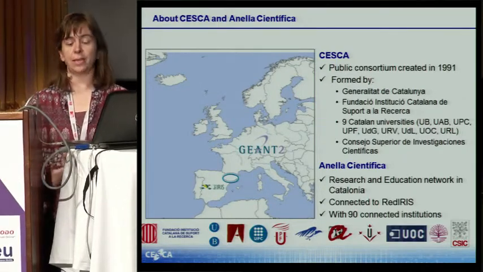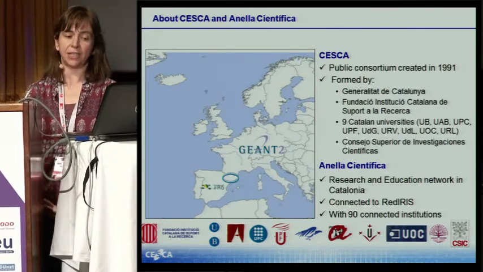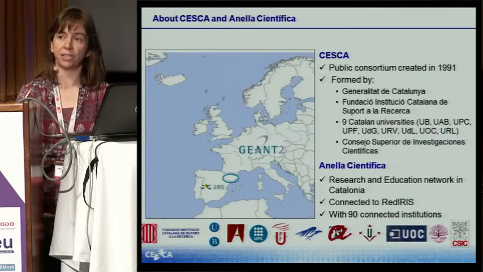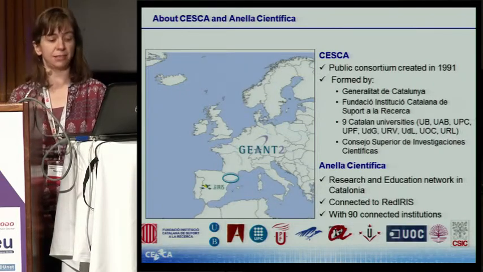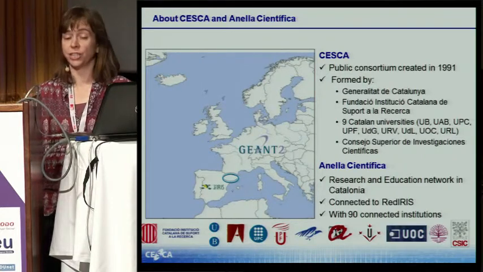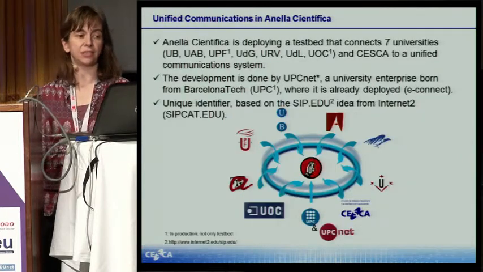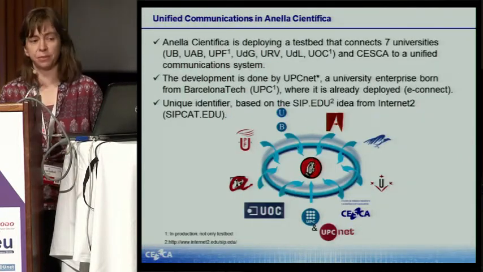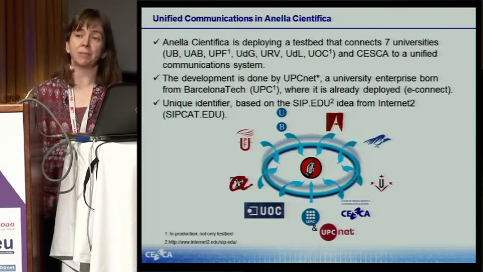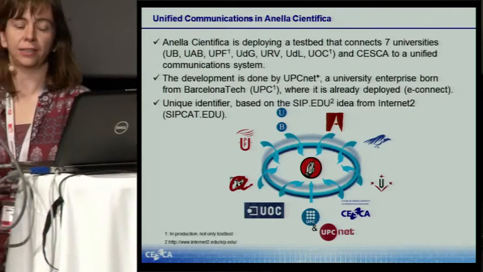One of the examples of a shared infrastructure is ANEIA Científica. ANEIA Científica is the research and education network in Catalonia. It's connected to the Spanish NREN Rediris, and it connects 90 institutions related to research. And another example of collaboration is the deployment that we have done on top of ANEIA Científica. It's a testbed that connects 7 universities and SESCA to a unified communication system that has been developed by an 8th university called UPCnet, or Barcelona Tech.